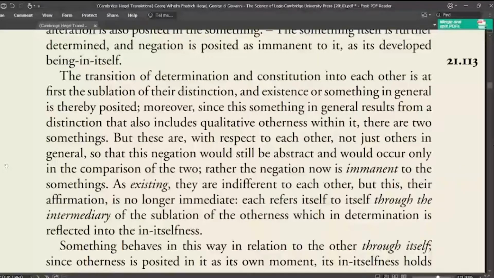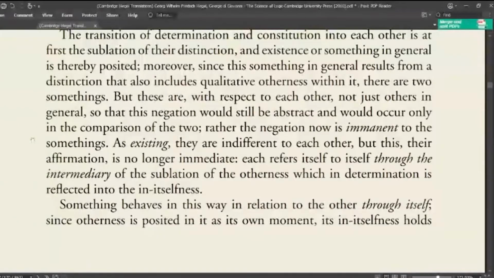Moreover, since this something in general results from a distinction that also includes qualitative otherness within it, there are two somethings, but these are with respect to each other, not just others in general, so that this negation would still be abstract and would occur only in the comparison of the two. Rather, the negation is immanent to the somethings as existing. They are indifferent to each other, but this, their affirmation, is no longer immediate. Each refers itself to itself through the intermediary of the sublation of the otherness, which in determination is reflected into the in itselfness.